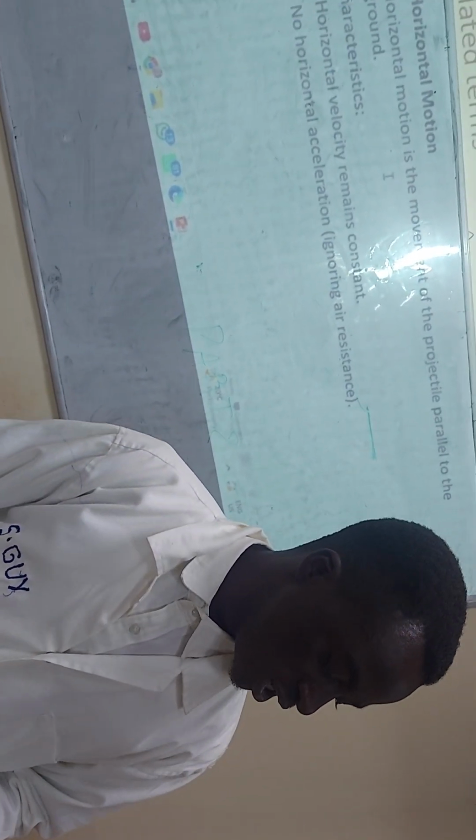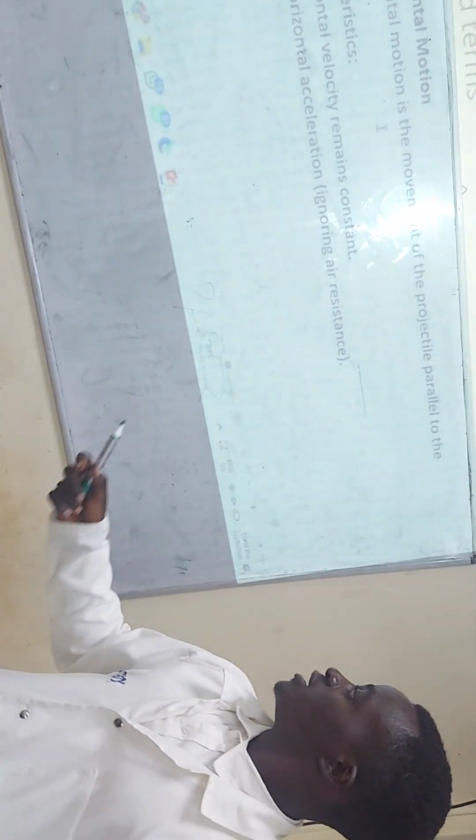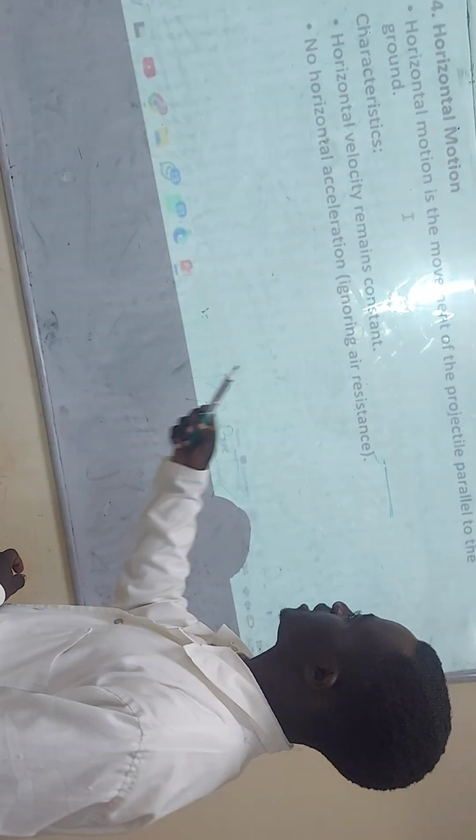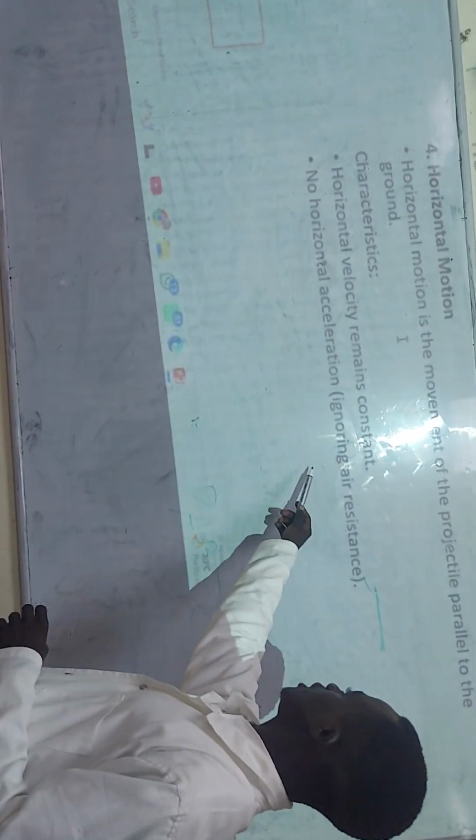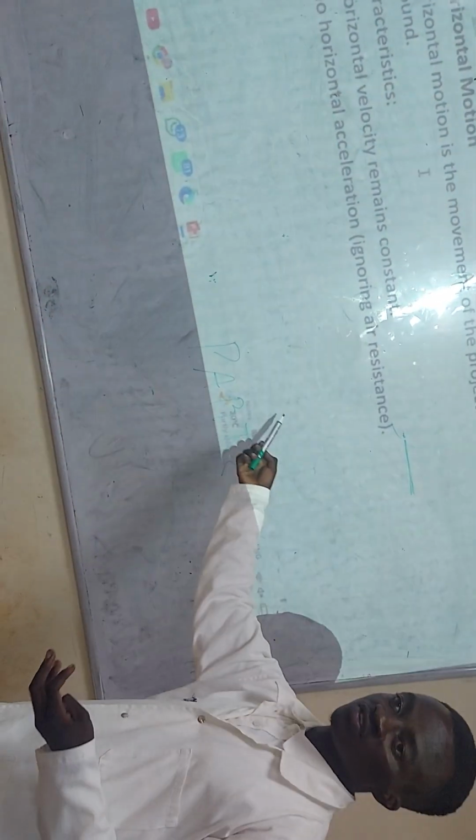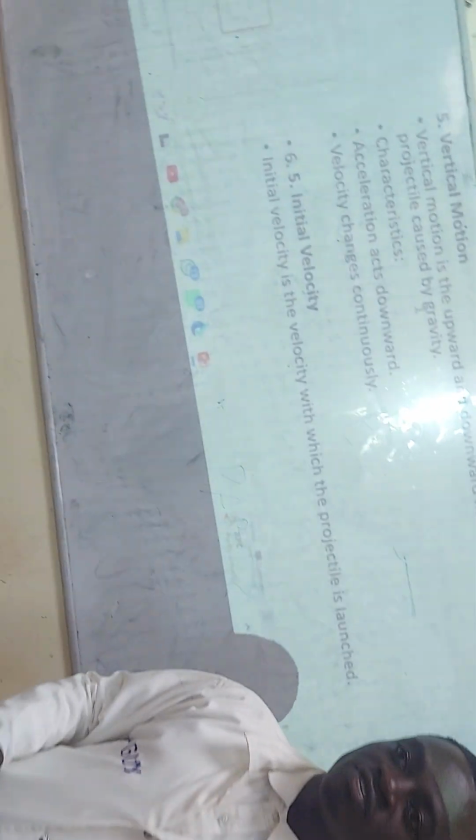The horizontal motion is the movement of the projectile parallel to the ground. The characteristic of that horizontal motion is that the horizontal velocity remains constant. That means the velocity on the horizontal doesn't change. There is no horizontal acceleration, ignoring air resistance. Let us continue with the vertical motion.